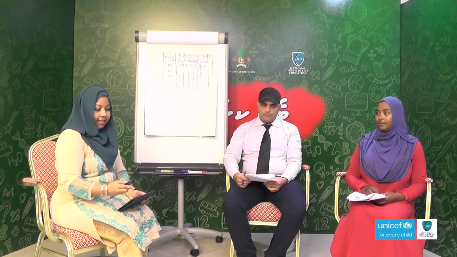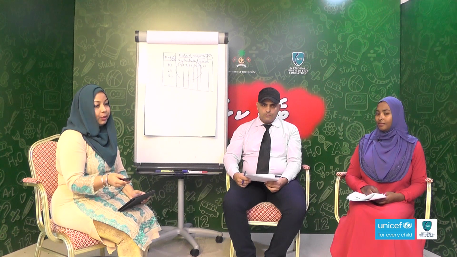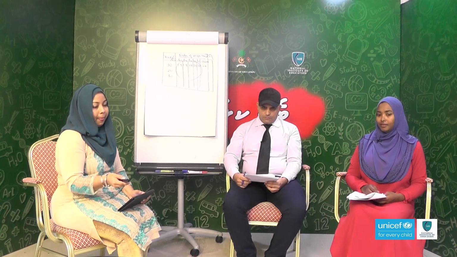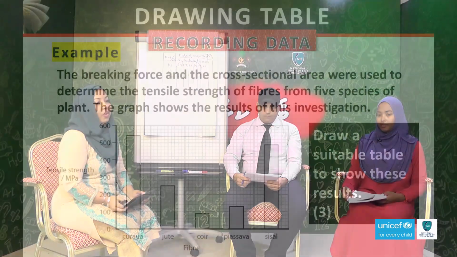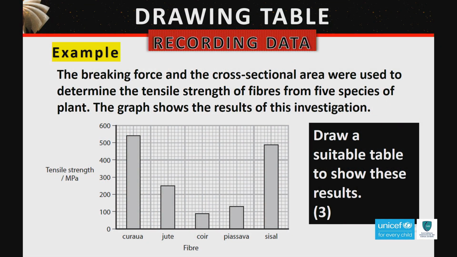Now, this question is related to tensile strength. The breaking force and cross-sectional areas were used to determine the tensile strength of fibers of 5 species of plant, and the results are shown in the graph. So, students are supposed to draw a table from values in a graph.